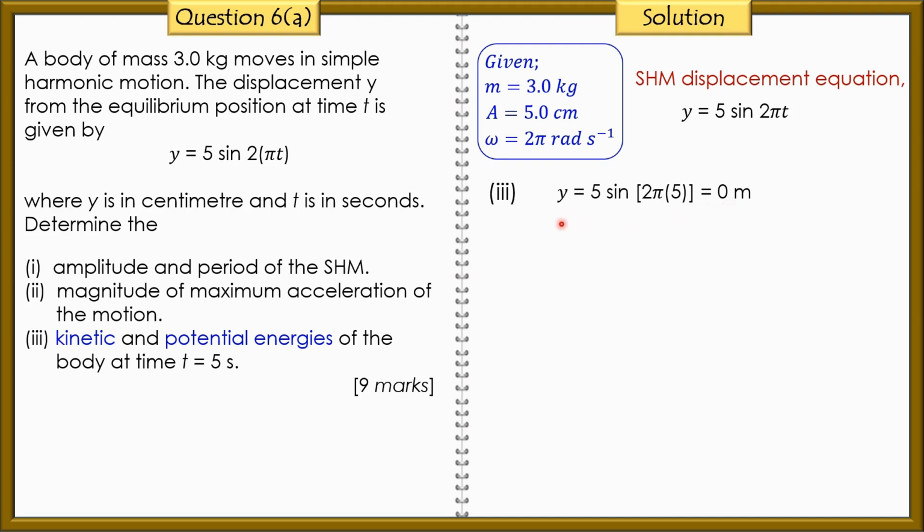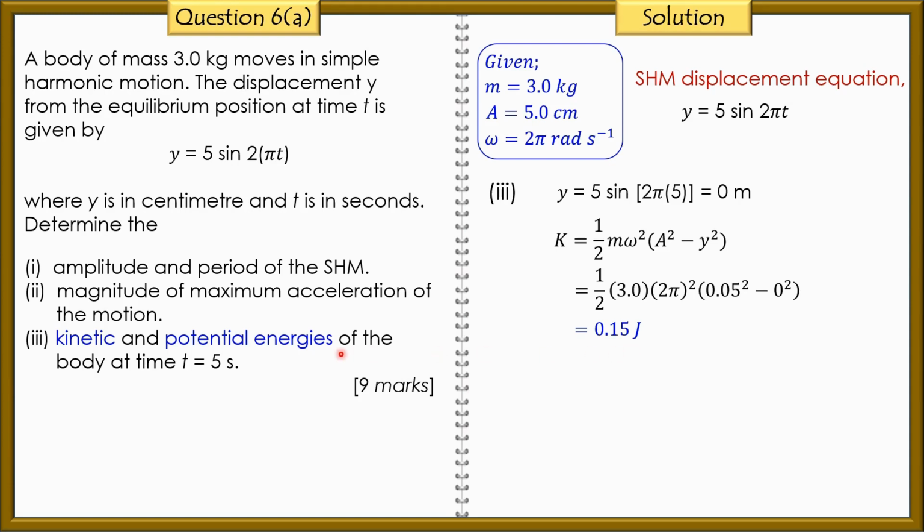When you get the value for y, this displacement, you can calculate the kinetic energy, which for simple harmonic motion is equal to half m omega squared times A squared minus y squared, where y is equal to 0. Just substitute in the equation, and if you calculate, you will get that the kinetic energy is 0.15 joule.